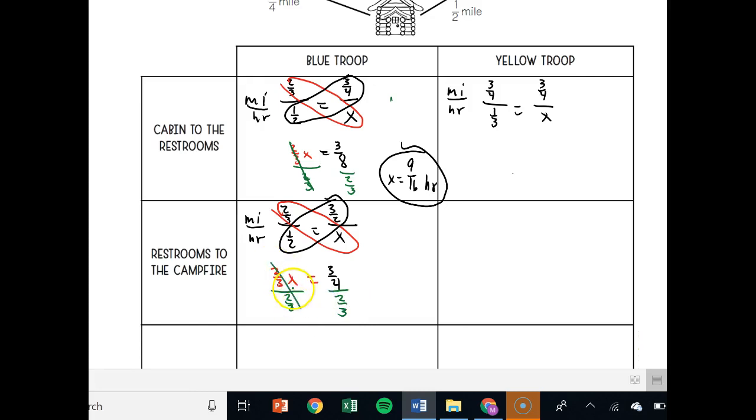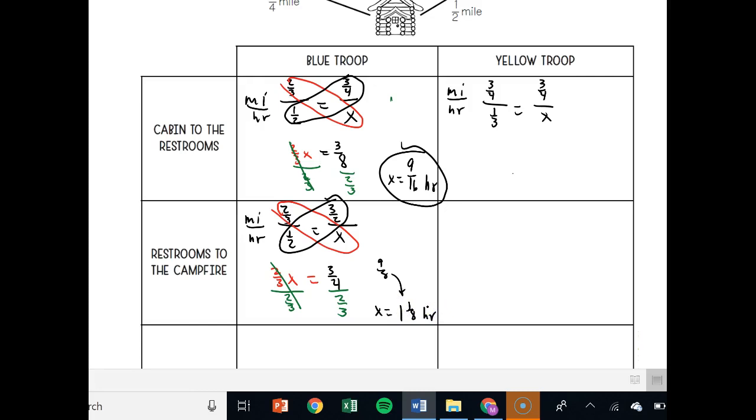I'm left with x. So x is equal to, what's 3/4 divided by 2/3? Again, you've got your calculator: 3/4 divided by 2/3 gives you 9/8, or 1 1/8. So I'll say 9/8, or 1 1/8 hour.